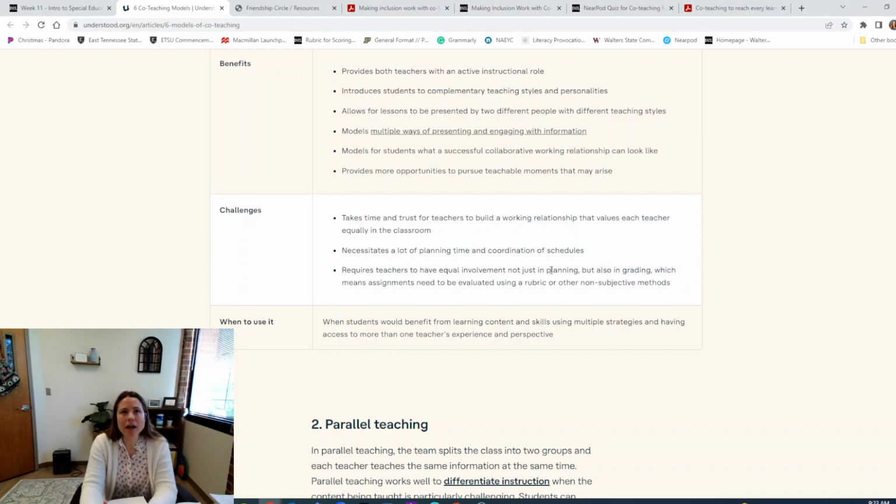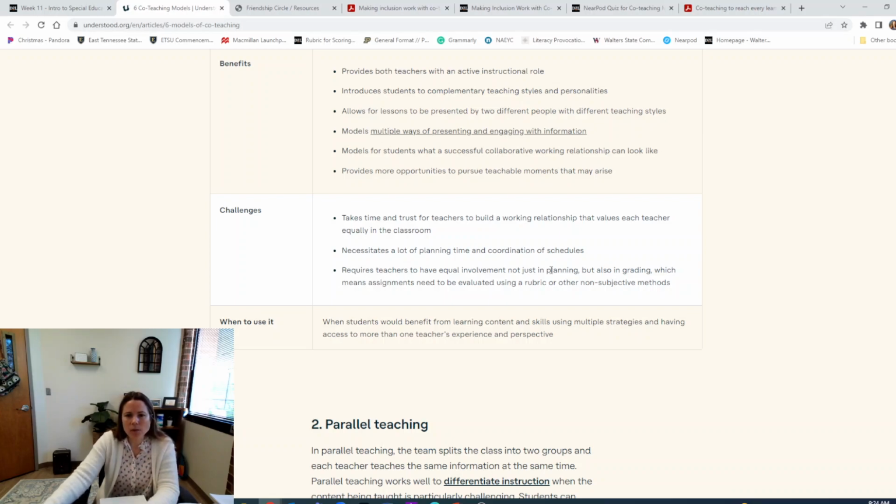And it takes a lot of planning time to team teach, right? So coordination of schedules, you both have to sit down and plan together. And this is something that takes more time than most people want to do. It really makes both people have a responsible role, right? That just means that not only do you have to plan together, but you have to grade the assignments together. You have to create rubrics together, how you're going to assess the assignments. What assessments are you going to use? So these things take a lot of work on the front end.